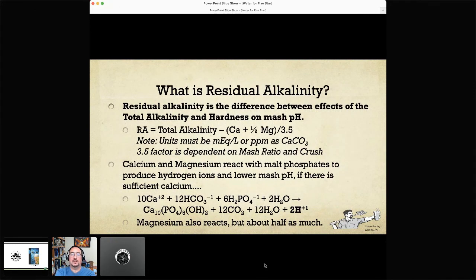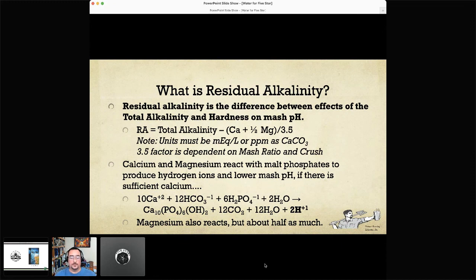Residual alkalinity. So residual alkalinity is the difference between the effects of total alkalinity and hardness on the mash pH. There's the equation: total alkalinity minus the calcium plus half the magnesium, divided by 3.5. That 3.5 factor depends on the water to grist ratio, degree of crush, things like that. It is not exact. It is useful as a concept, though, to help us understand the different effects of hardness versus alkalinity.